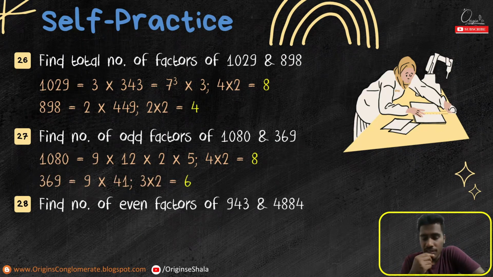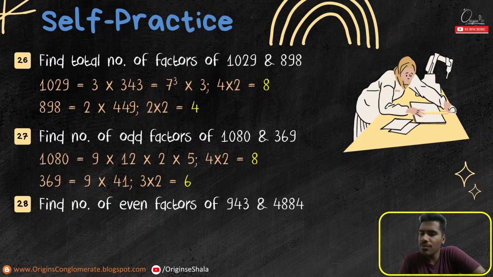As for 369, obviously I can clearly see 369 itself is an odd number. So there would be no multiplication of 2 involved. So its TNF itself will be odd factors. All of its factors will be odd, you can say. So TNF will be the same as odd factors.